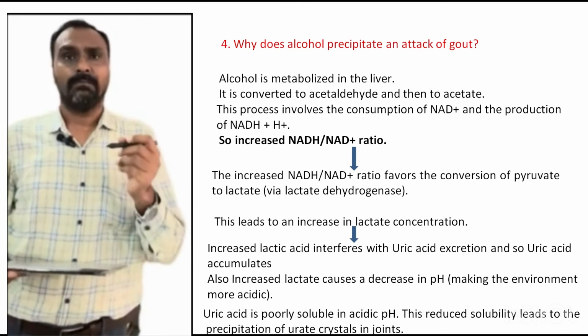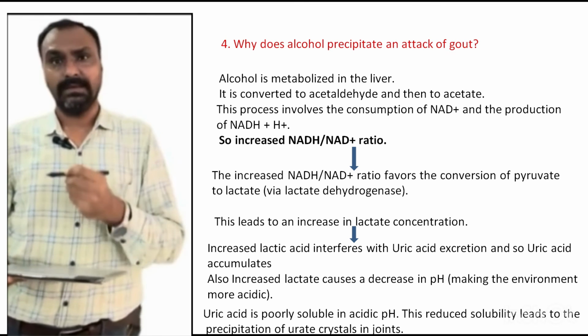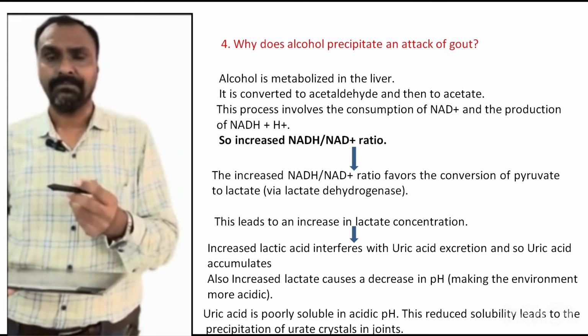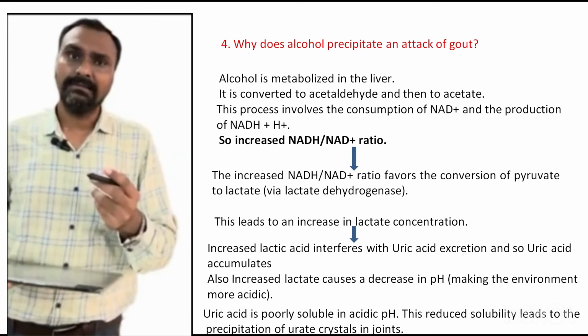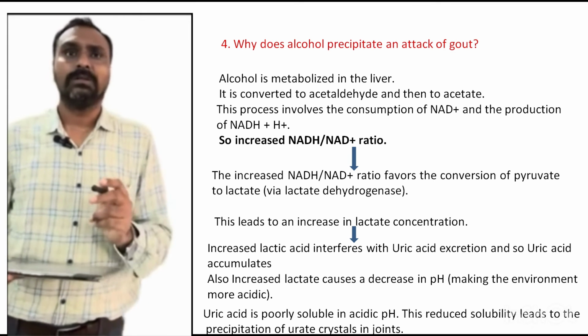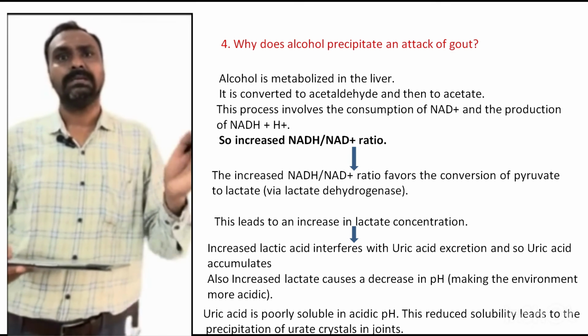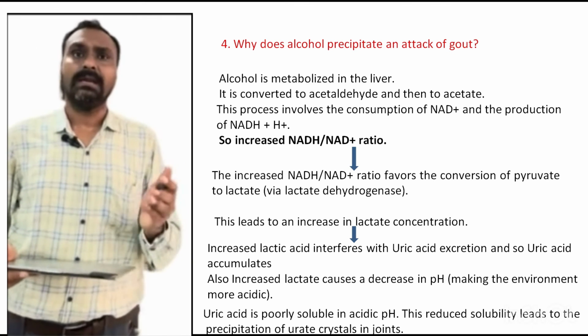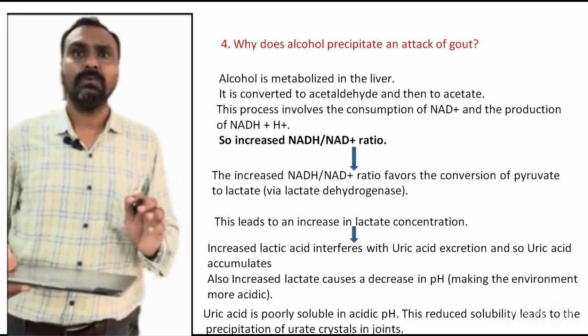When this ratio is increased, it favors conversion of pyruvate to lactate. As we know, pyruvate will be converted to acetyl-CoA and it will go to the TCA cycle, and here we require the NAD. But because here NAD is utilized for the metabolism of alcohol, that pyruvate will be channeled to the other pathway, that pyruvate will be converted to lactate, and here NADH is converted to NAD.